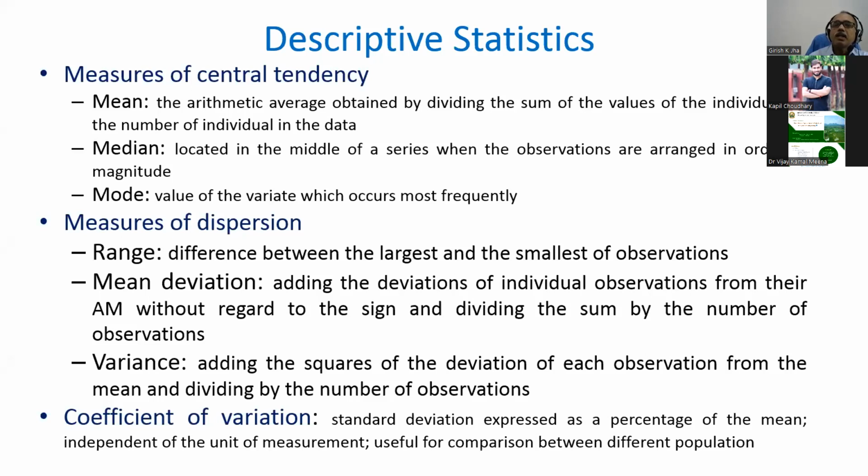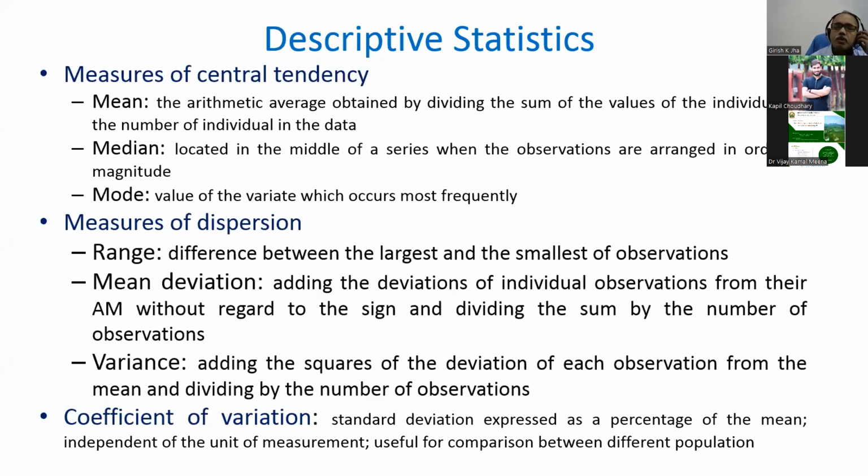You select that which is consistent. We say that it is reliable. Reliable means it is more consistent. Then we go for dispersion: how the data is dispersed, how the data is scattered, whether it is very condensed or dispersed. Then we go for measures of dispersion.